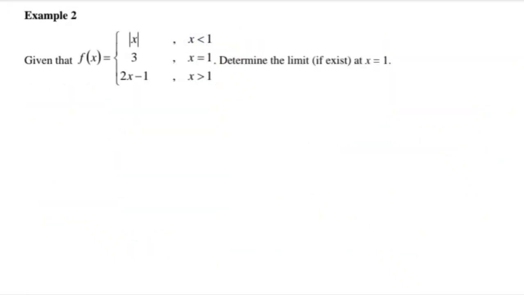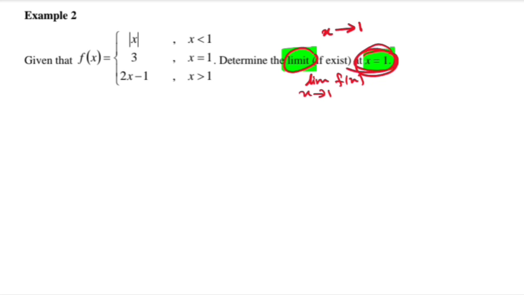Now, let's look at example 2. The function f(x) is given, and then the question wants you to determine the limit, if it exists, at x equal to 1. So this simply means we want to find the limit of f(x) as x approaches 1. So remember, when we want to find a limit, this means we want to find the limit as x approaches 1, not exactly at 1, even though it's x equal to 1 written here.